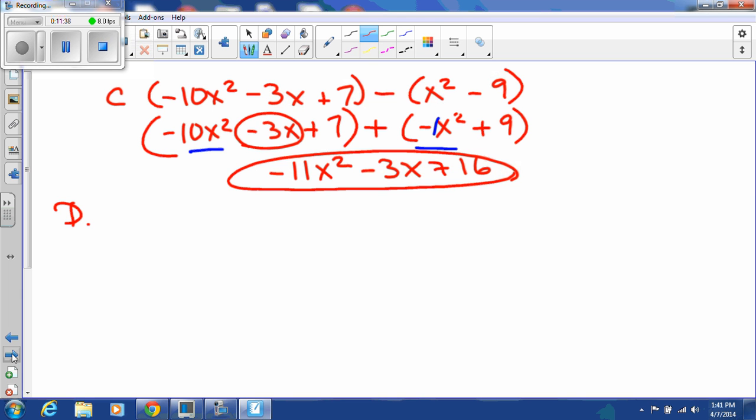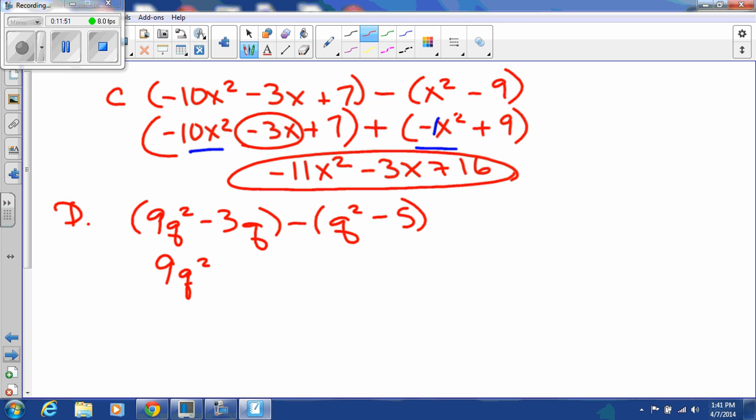One more example. 9q squared minus 3q minus q squared minus 5. Again, write the first polynomial down as written. I'm going to add the opposites, which becomes plus negative q squared, which is the opposite of q squared, plus 5, which is the opposite of minus 5.